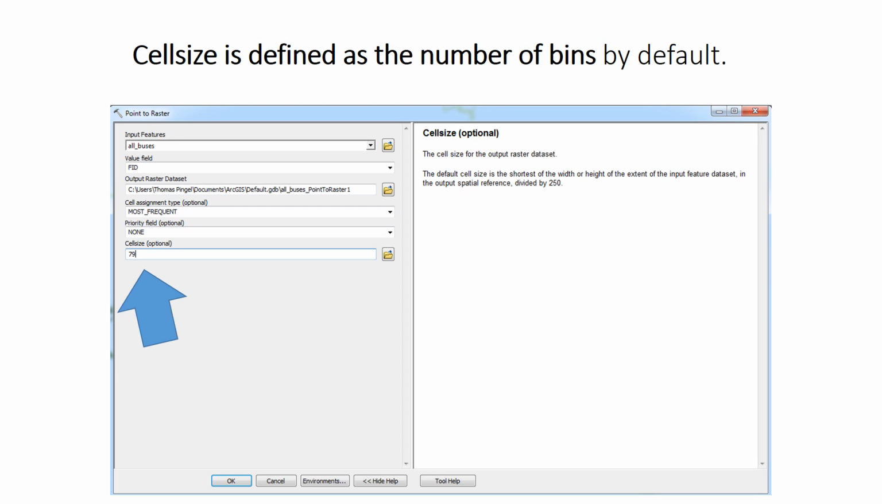One of the things that you can do is define the cell size. When you're doing this, you need to decide how big those squares, how big your grid is going to be. This is one of the ways that you can do that. It'll calculate one by default. It'll usually try to divide these up into 250 by 250 pixels, but you may not want to do that, and so you might want to specify a cell size of 100 meters or 1 kilometer or whatever it is that you're interested in.